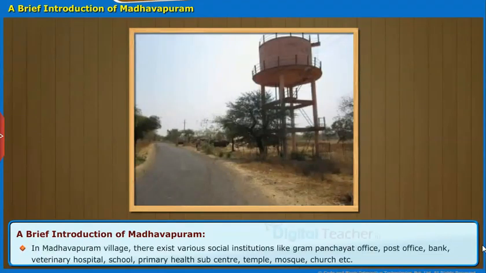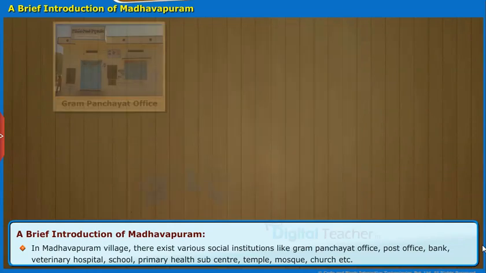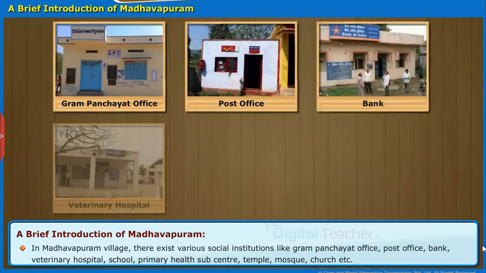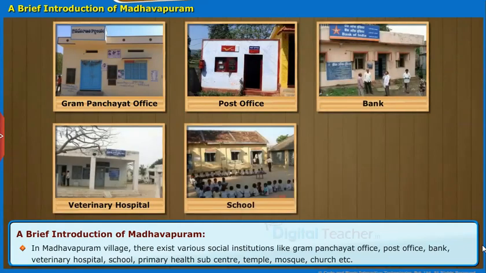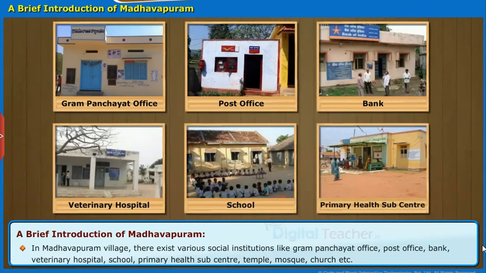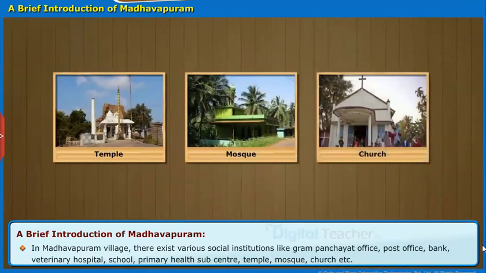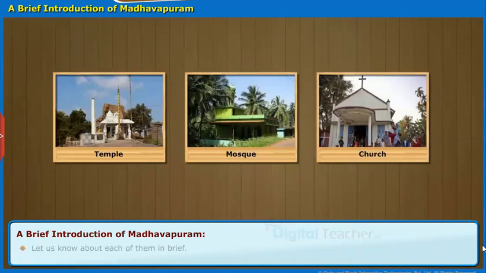In Madhavpuram village, there exist various social institutions like Gram Panchayat office, post office, bank, veterinary hospital, school, primary health sub-center, temple, mosque, church, etc. Let us know about each of them in brief.